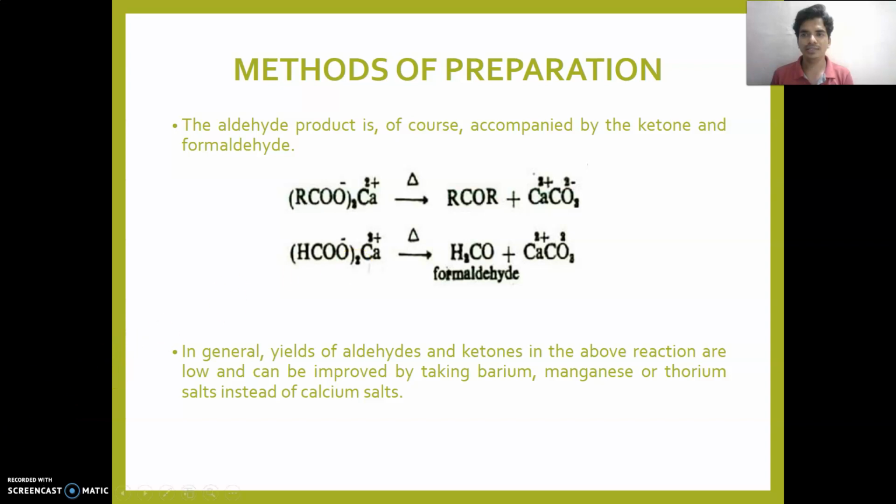In general, the yield of the aldehyde and ketone in the above reaction is low and can be improved by taking the barium and magnesium thorium salt instead of calcium salt. So these are the common systems where you will get formaldehyde, but by using this barium, magnesium, thorium salt, you will get more yield than that of calcium.